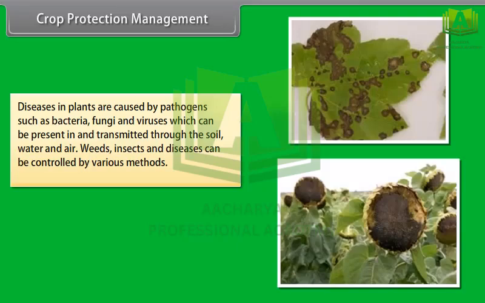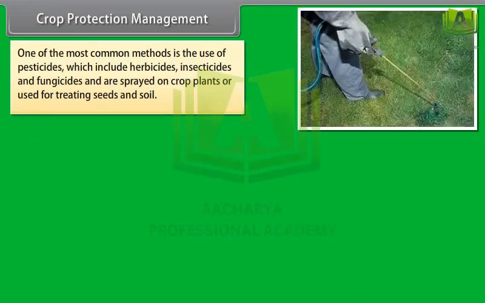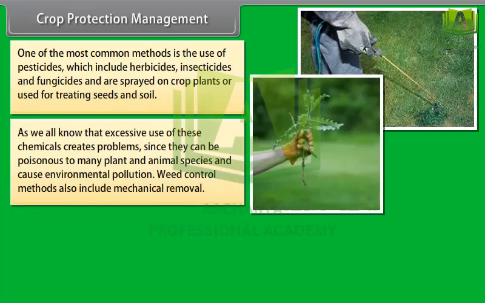Weeds, insects, and diseases can be controlled by various methods. One of the most common methods is the use of pesticides, which include herbicides, insecticides, and fungicides, and are sprayed on crop plants or used for treating seeds and soil. As we all know, excessive use of these chemicals creates problems, since they can be poisonous to many plant and animal species and cause environmental pollution.